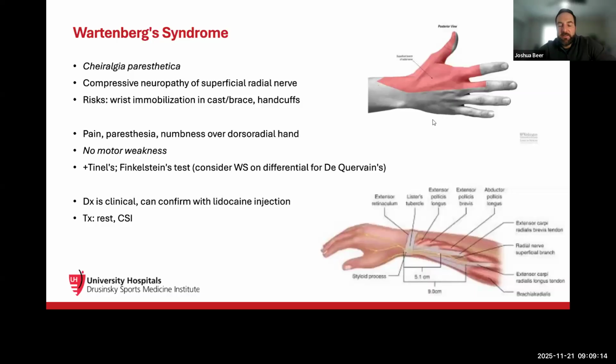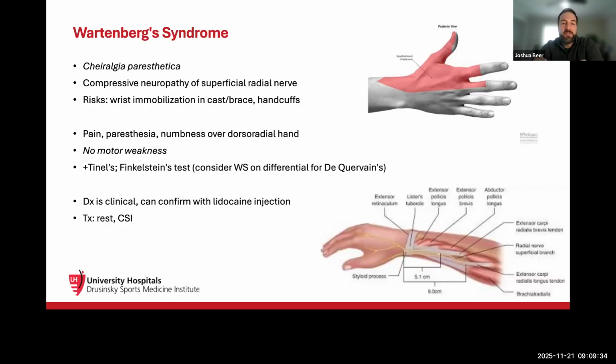To juxtapose that graphic to the one for Wartenberg syndrome, where you have dorsal-radial pain of the wrist, but it also extends into the hand. This is due to a compressive neuropathy of the superficial radial nerve.